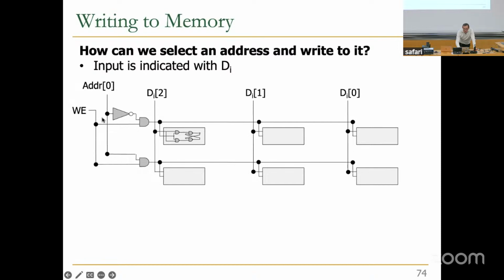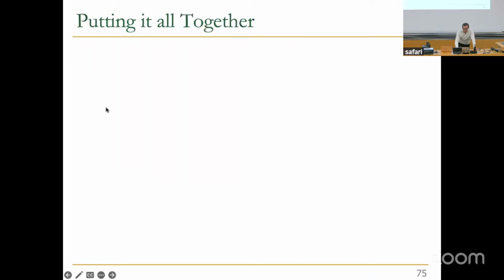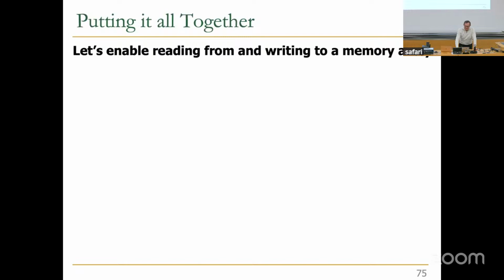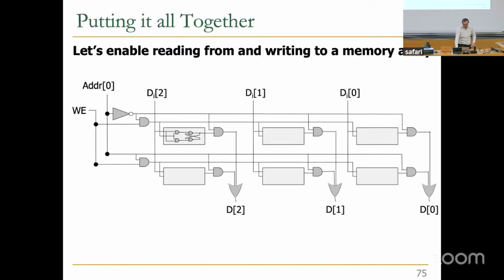Remember, this is still our decoder. So if you want to write to address 0, you set the write enable signal to 1 and set the address to 0. Make sense? Okay, good. Now let's put it all together. Let's enable reading from and writing to memory array. This is what it looks like.